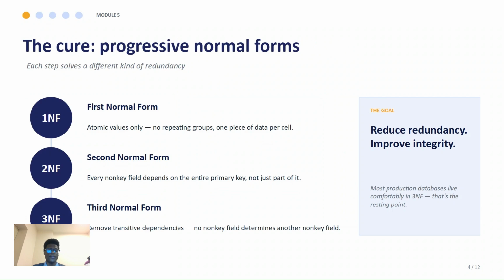And here I have the visualization. You have first normal form, second normal form, third normal form, and the goal is to reduce redundancy and improve integrity. Each step solves a different kind.